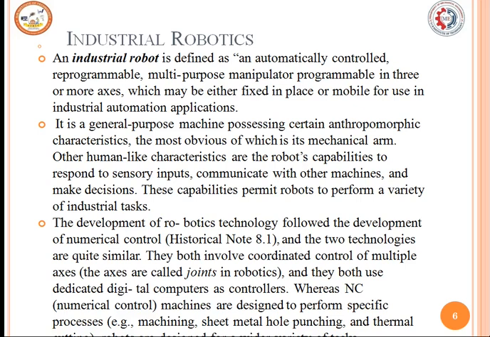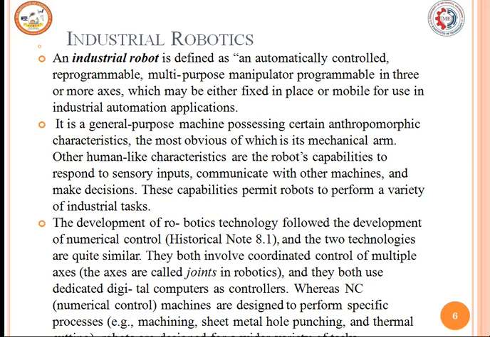A robot is defined as a reprogrammable multi-purpose manipulator programmable in 3 or more axes. It may be either fixed in place or mobile for use in industrial automation applications. Further, it is defined as a machine possessing certain anthropomorphic characteristics, the most obvious of which is its mechanical arm. Other human characteristics are the robot's capabilities to respond to sensory inputs, communicate with other machines, and make decisions.